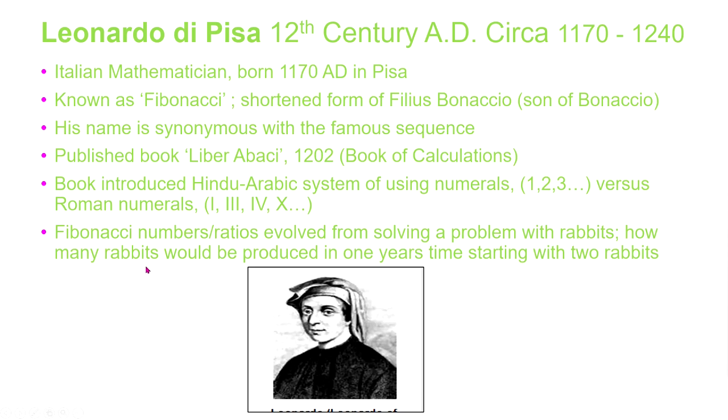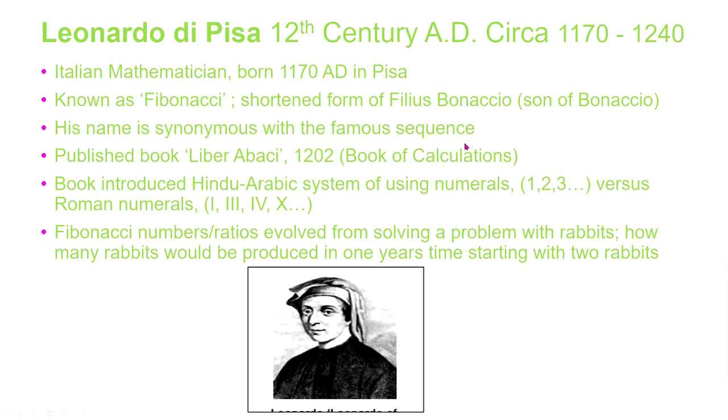But Fibonacci ratios kind of evolved from solving a problem. I believe it was a Spanish king that wanted to know how many rabbits would be produced in 1 year's time if you started with 2 rabbits. Well, I'll give you an example of the Fibonacci ratio sequence, and then you guys might be able to figure this out on your own.